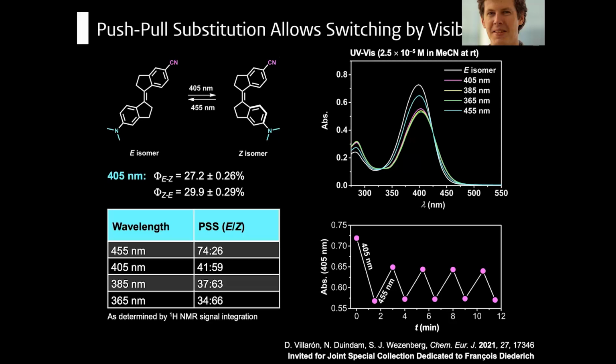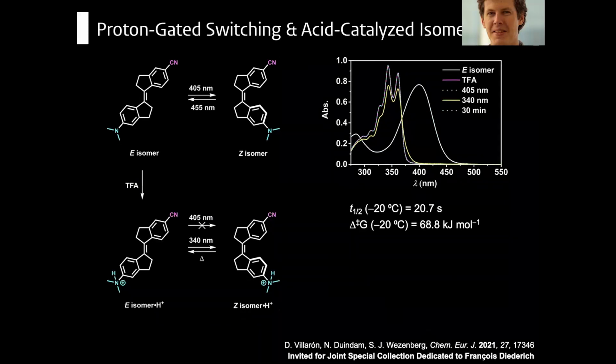I think another interesting thing that we found here is that the fatigue resistance is also improved a lot by using visible light. Now, of course, when you protonate this dimethylamino substituent, you break this push-pull interaction, and thereby you again get a very big blue shift. And of course, you cannot isomerize the molecule anymore using visible light.